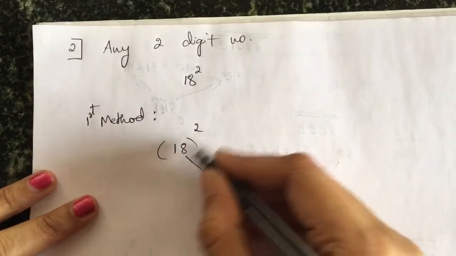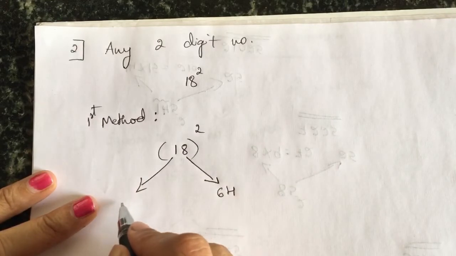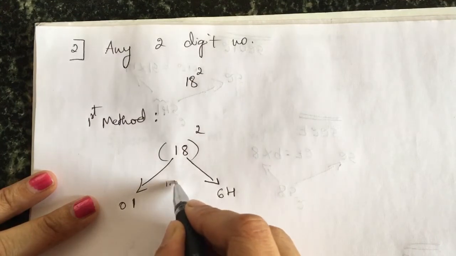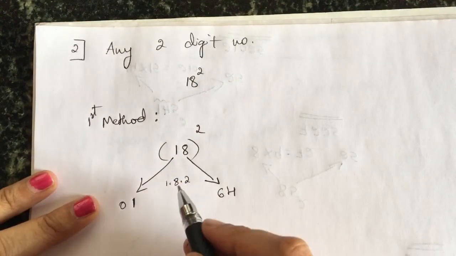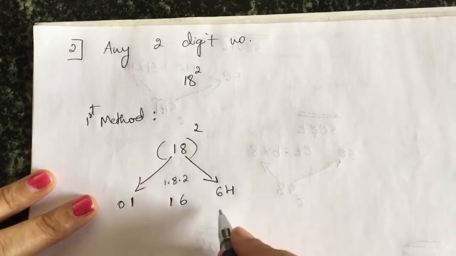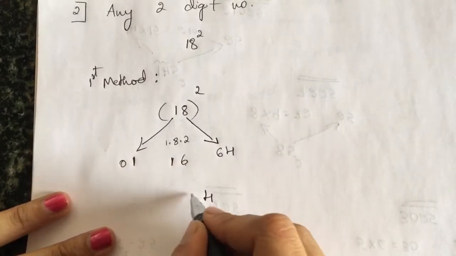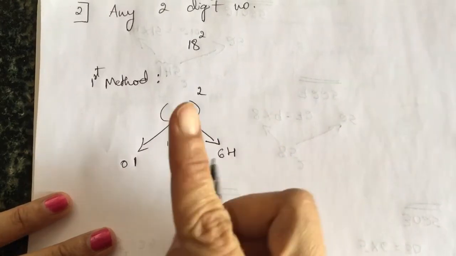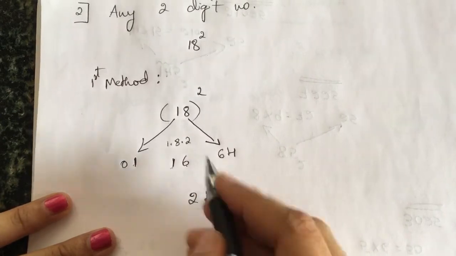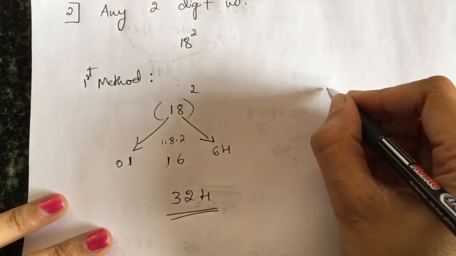You write 8 square, that's 64. Write the square of this, it's 01, 1 you write. Then you write 1 into 8 into 2 as you did earlier. So it's 16. Now you write 4 over here. 6 plus 6, it's 12. Carry 1 to this and add to this. 1 plus 1, 2. 2 plus 1, 3. So it's 324.